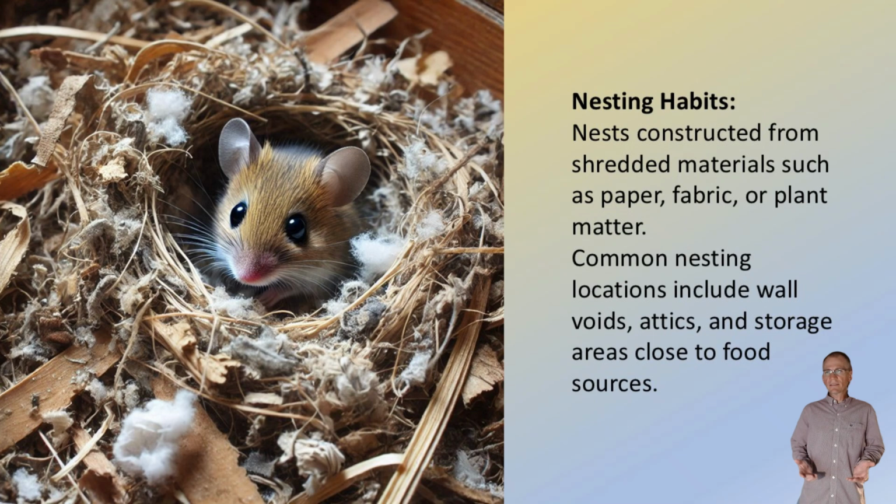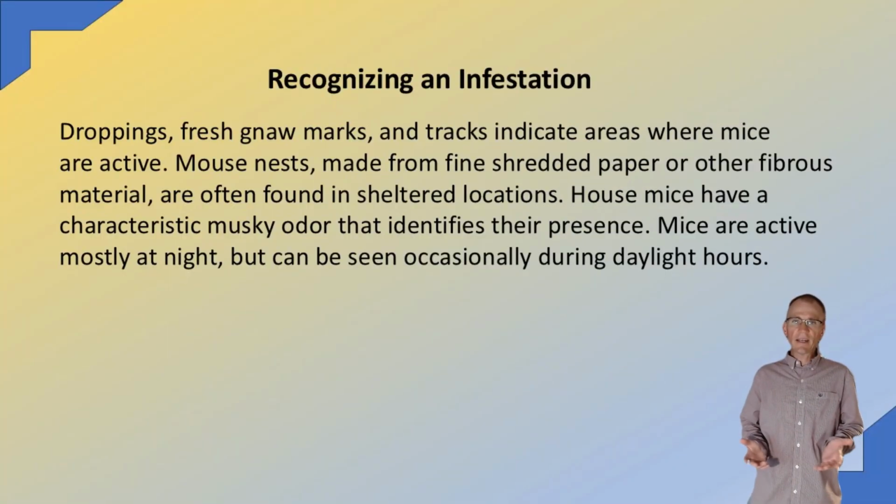Nesting habits. Nests constructed from shredded materials such as paper, fabric, or plant matter. Common nesting locations include wall voids, attics, and storage areas close to food sources. Recognizing an infestation. Droppings, fresh gnaw marks, and tracks indicate areas where mice are active. Mouse nests, made from fine shredded paper or other fibrous material, are often found in sheltered locations. House mice have a characteristic musky odor that identifies their presence. Mice are active mostly at night, but can be seen occasionally during daylight hours.